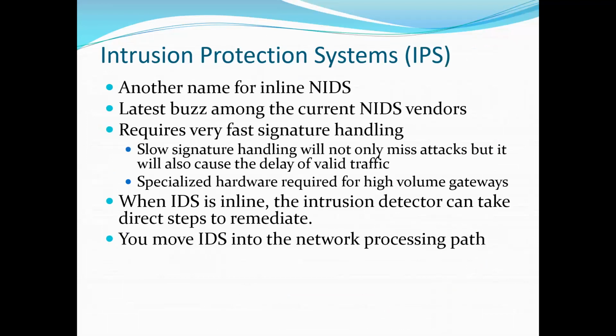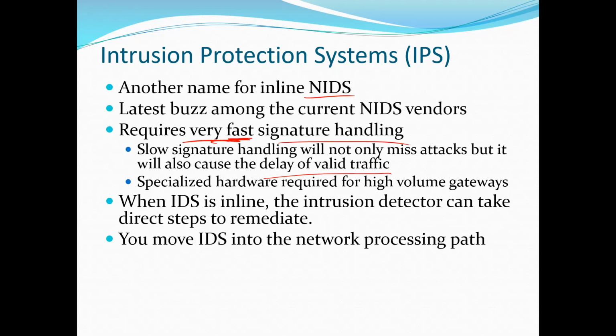A few things. Intrusion protection system or prevention system. That's another name for inline NIDS. And basically what that means is that this one will not let the packet go until it approves it. But the problem is this has to be very fast. It requires very fast signature handling, because a slow signature handling will not only miss attacks, but it will also cause a delay for valid traffic, which means it's going to slow down your network.